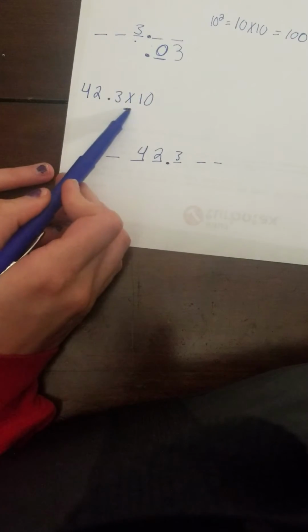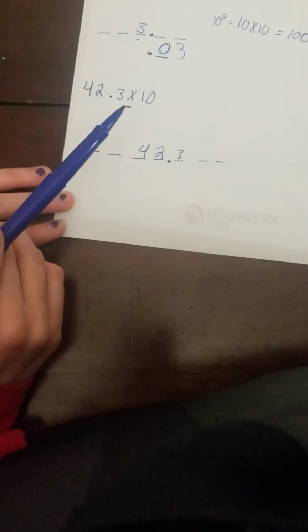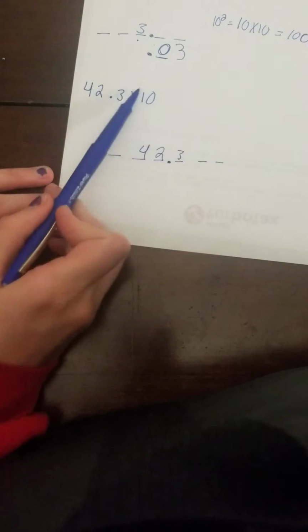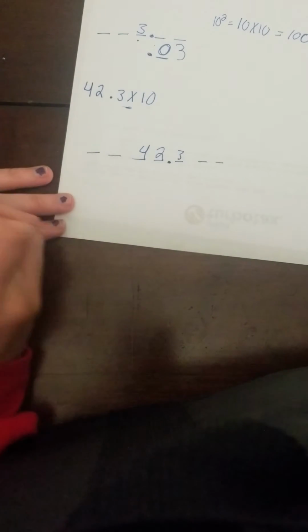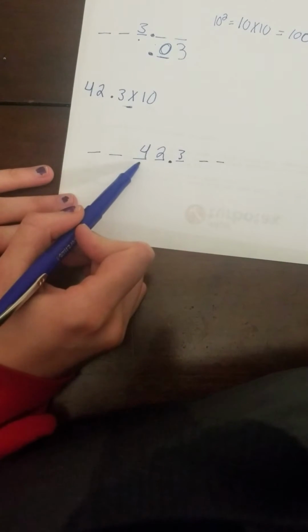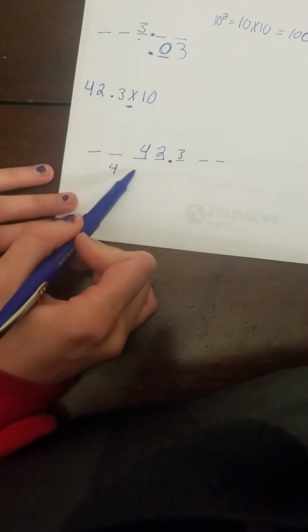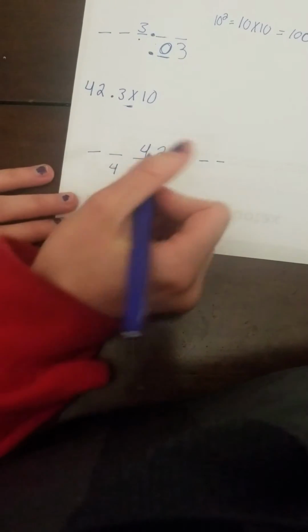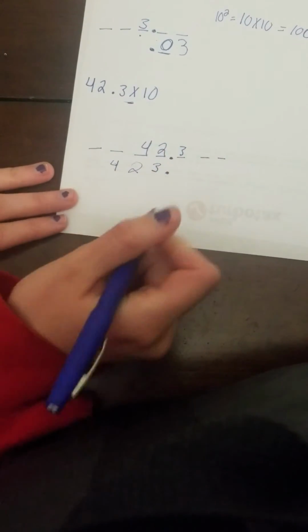Multiplication means we're going to move it this direction, left, because we're going to get bigger. And think about how many times we're going to move it. If it's a 10, we're only going to move it 1 place value. So just 1 jump over. Start with your 4. It's going to jump 1, or right here. The 2 is going to jump 1 up. It's right here. The 3 is going to jump 1 up. There's our answer. The decimal hasn't moved. Answer is 423.